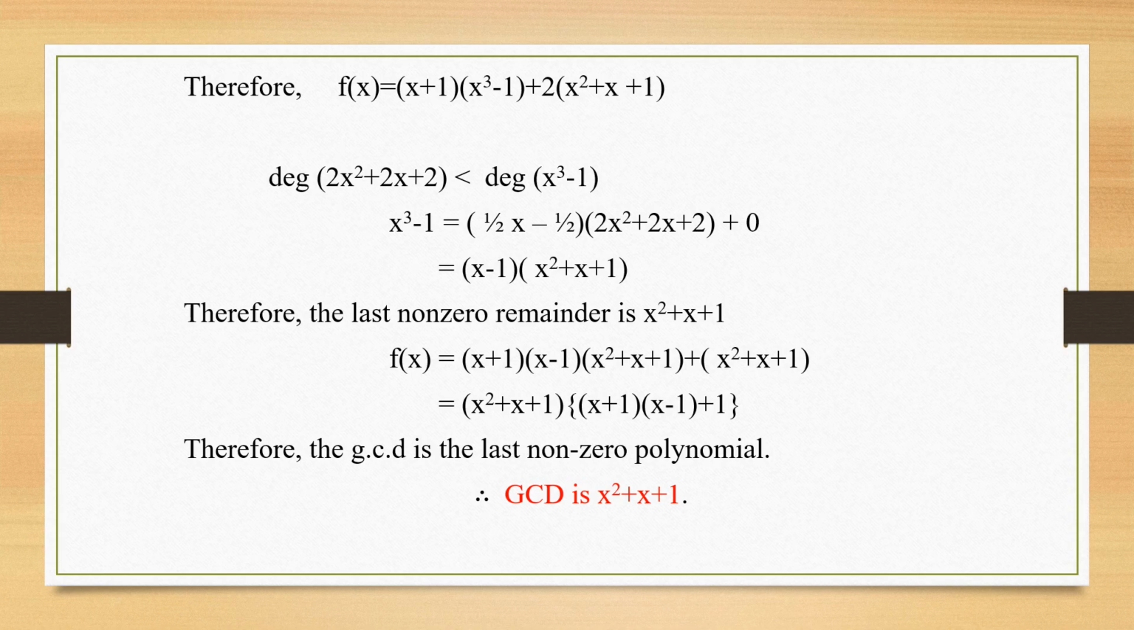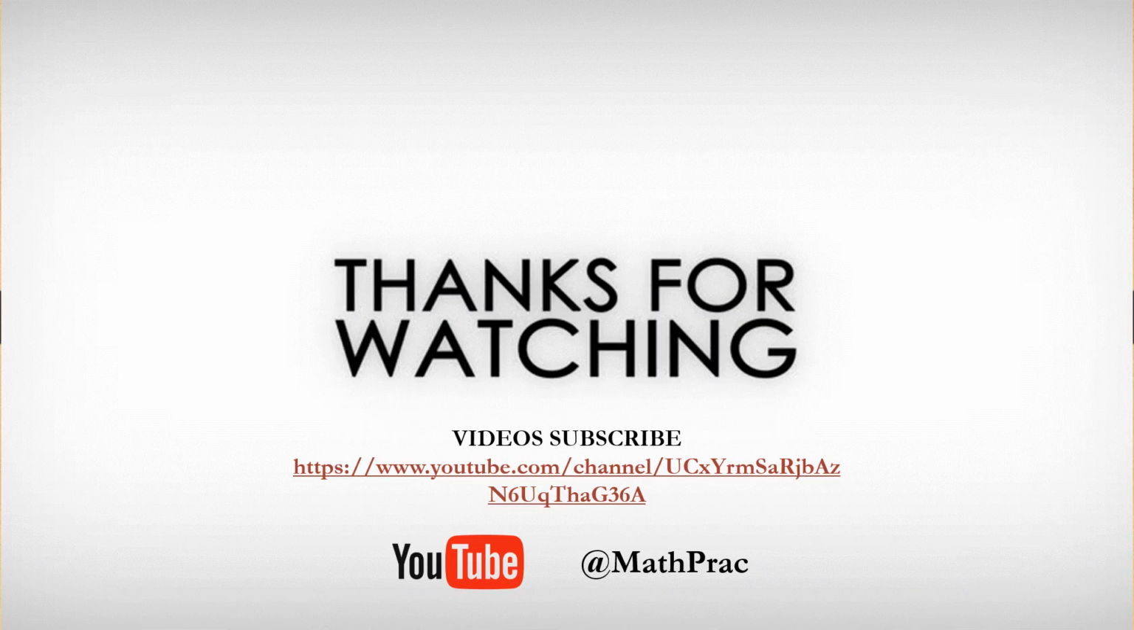Therefore, substituting in place of it in f of x, x square plus x minus 1, taking x square plus x plus 1 as a common term. The rest of the term is x plus 1 into x minus 1 into 1 plus 1. So therefore the last non-zero polynomial, which is called the GCD, is x square plus x plus 1. So hope you understood GCD, greatest common divisor. Thanks for watching. We'll continue in the next lecture.